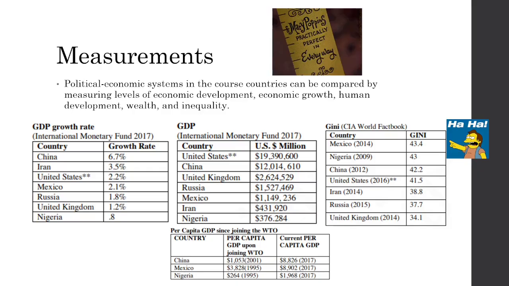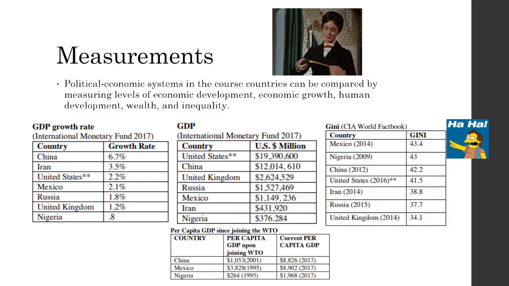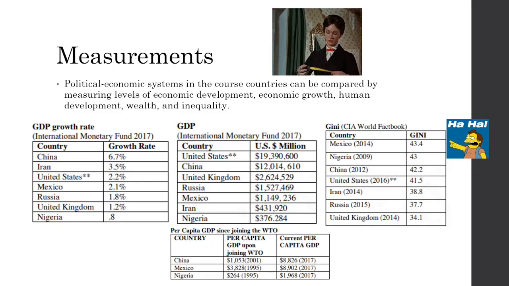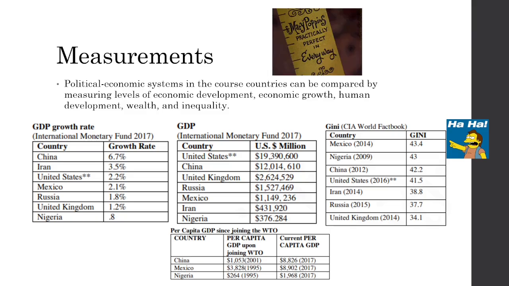So GDP measures the economy size. GDP growth rate measures the economic development, and Gini index measures the economic inequality. And we can see here that the higher the Gini index, the more inequalities there are. So Mexico, according to this table, had the highest amount of economic inequality, while the UK was the lowest.